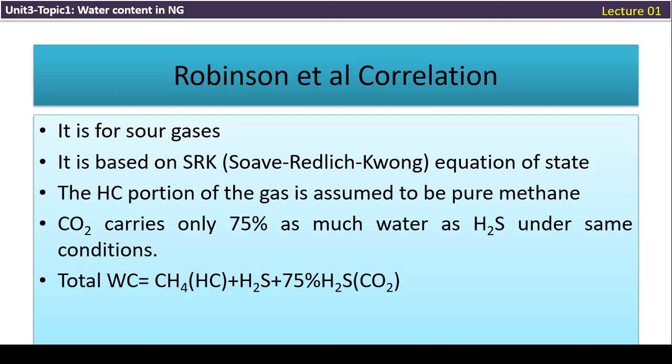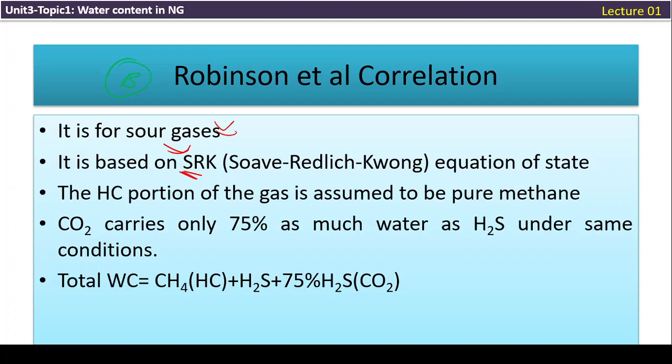Now come to the second method, that is the Robinson et al. method. The Robinson et al. method can be used for sour gases, that is the first point. You can use it for both sweet and sour gases. It is based on the SRK equation of state, which is one of the very famous equations of state used for so many calculations.